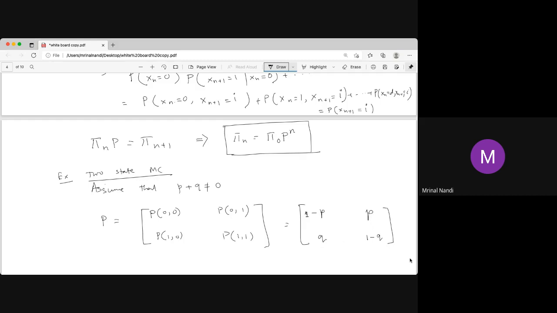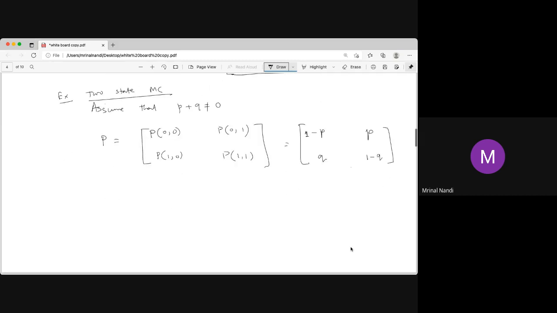Right. So this is the matrix. This is the transition matrix. And you can easily check by induction that P^n = 1/(p+q) [[q, p],[q, p]] + (1-p-q)^n/(p+q) [[p, -p],[-q, q]].